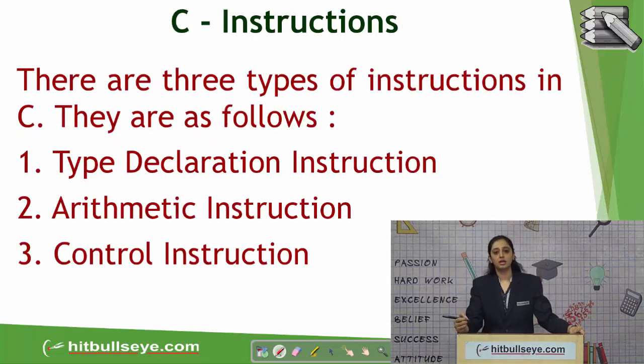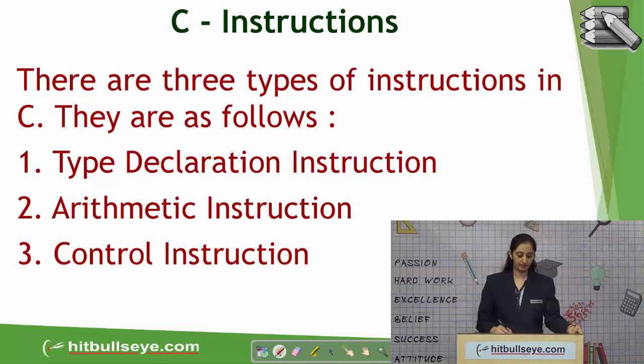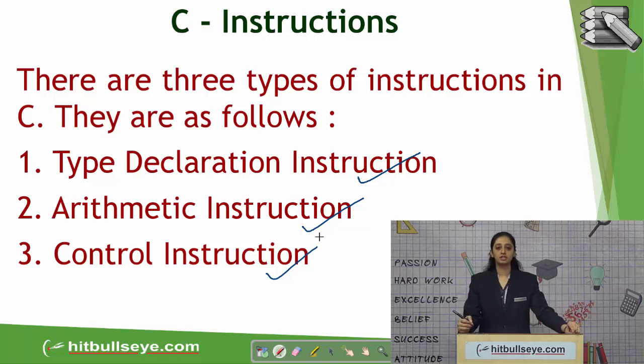C instruction. Basically, a program is nothing but a set of instructions, and different types of instructions help us to achieve different tasks in the program. There are basically three types of C instructions, that is type declaration instructions, arithmetic instructions and control instructions. Let's discuss these types of instructions one by one.